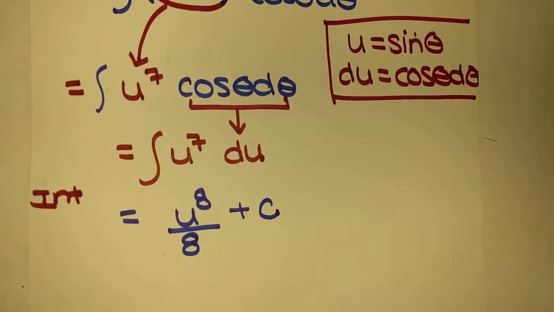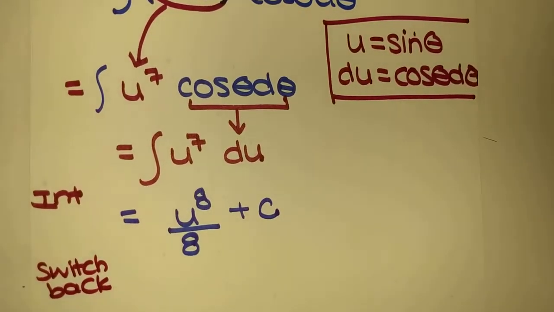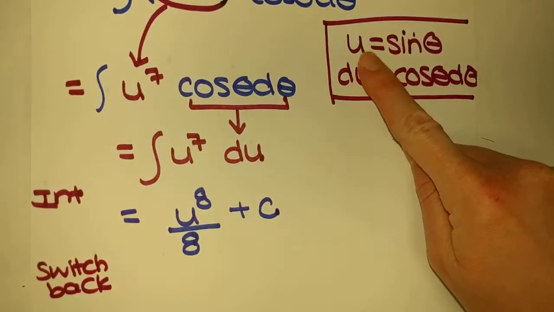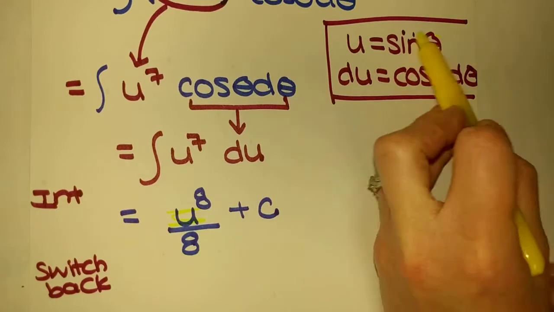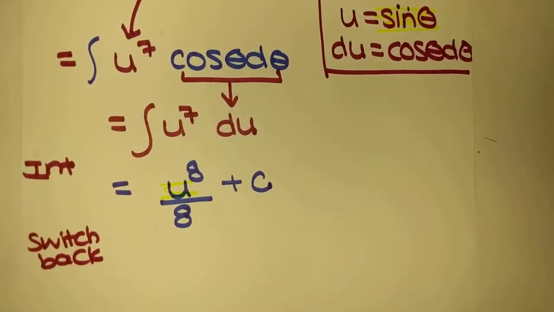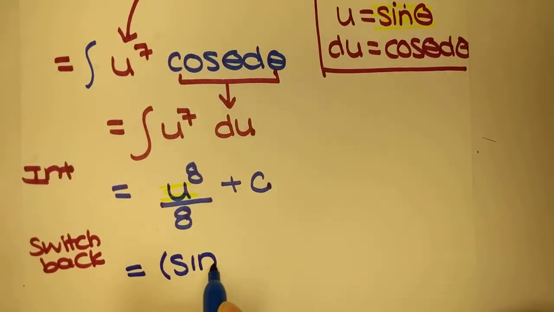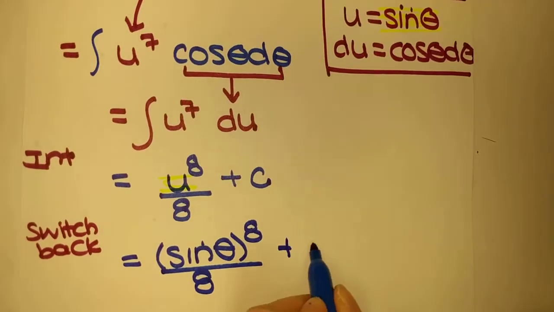Now, once I integrate, I then need to switch back to the original variable that I had. So I will use this definition of u equal to sine theta, and in for u, I will plug in the right-hand side, the sine theta. So this will become sine theta to the 8th power over 8 plus c.